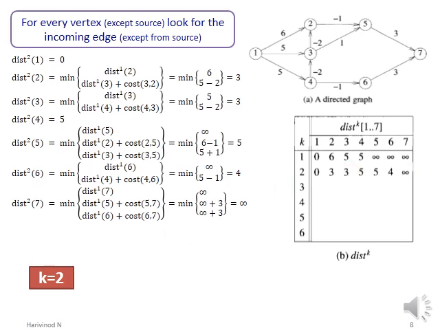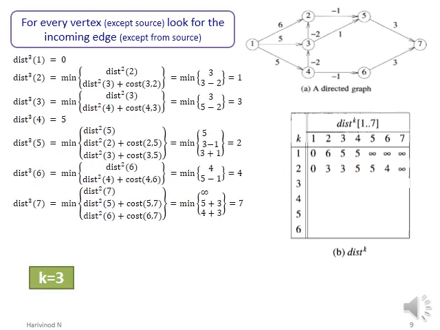Moving on to the next iteration, k is equal to 3. Distance of 1 remains 0. Distance of 2 is nothing but distance of 3 minus 2, which is 3 minus 2, so it is 1. Of course, the earlier value is 3. The new value is 1, so the minimum is 1.